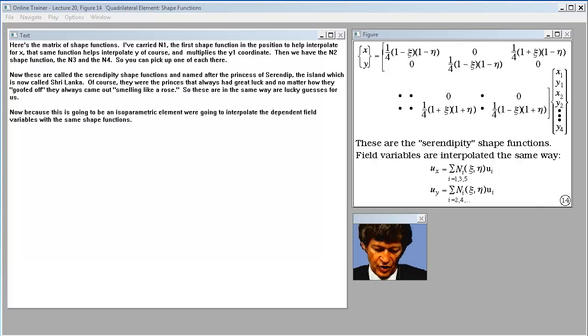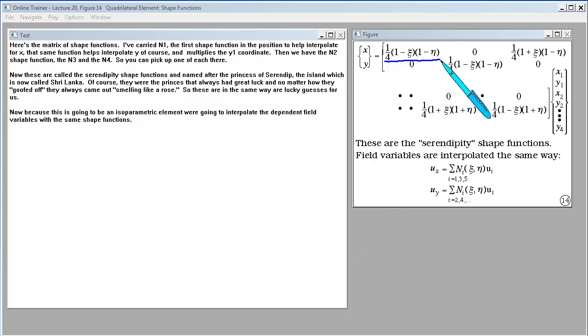Here's the matrix of shape functions. I've carried N1, the first shape function, in the position to help interpolate for x. That same function helps interpolate y, of course, and multiplies the y1 coordinate. Then we have the N2 shape function, the N3, and the N4. So you can pick up one of each there.